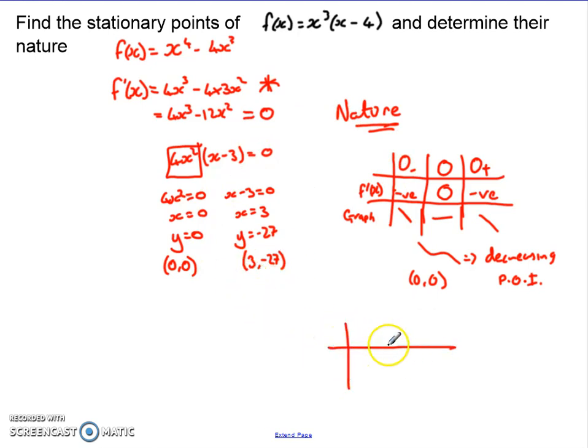Now we can do the other point, the 3, negative 27, sorry. And we can set it up the exact same way. So same table, like this. F dashed of x in there. Again, make sure the name of it's correct. Graph in the bottom. And we know the point that we're looking at in terms of x is 3. So 3 goes in the middle there. And I want a value just below 3 and just above 3.